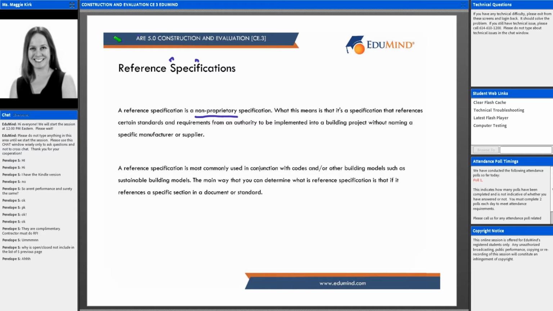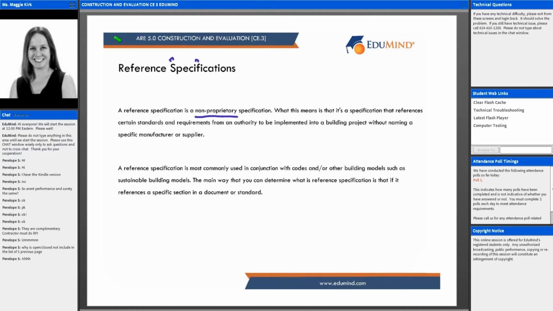The way to remember a reference spec is that it specifies essentially how something needs to meet a code or a regulation. That's where it's most commonly employed. It notes that there's no specific manufacturer or supplier, but here's the reference: this is the code, this is the regulation, this is what we're trying to meet, and this is how we should meet it.